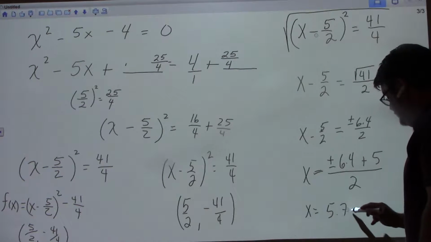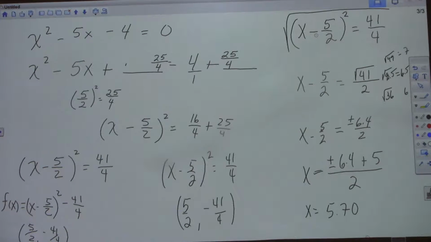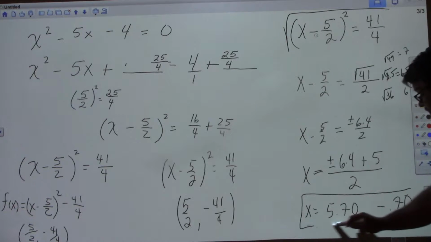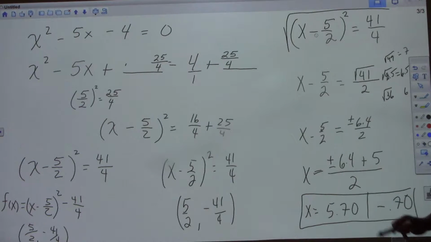Appreciate the interaction. Negative 6.40 plus 5 is what? Negative 1.40. And what's half of 1.40? 70 cents, Hubert. That's right. All right, plot it.